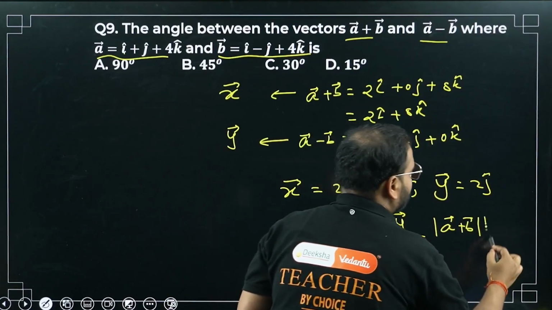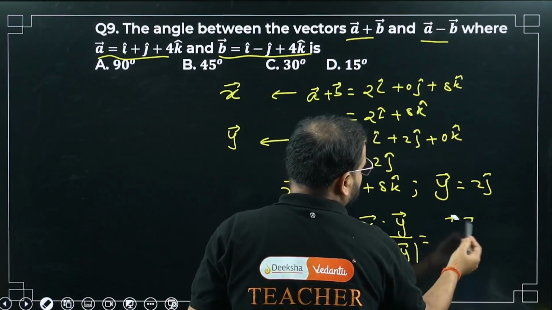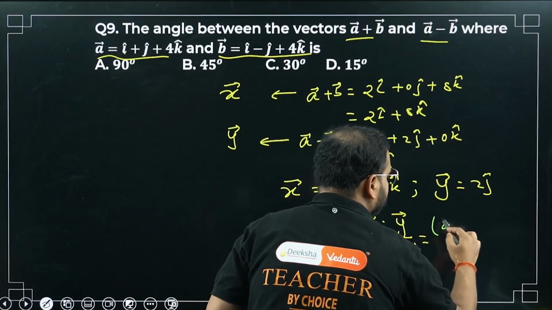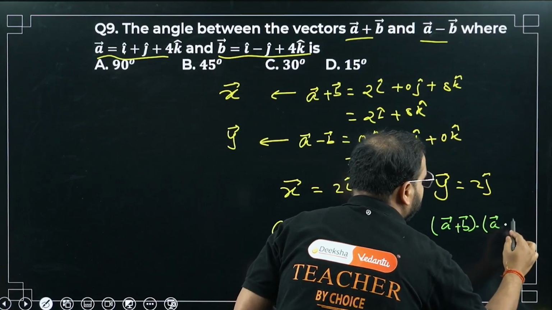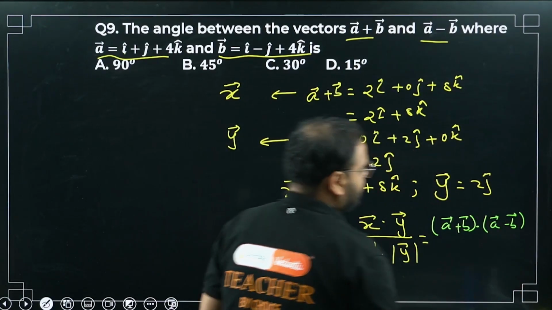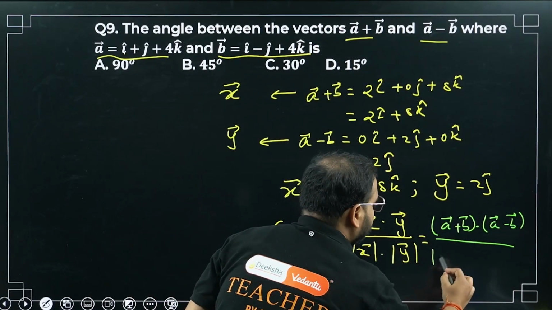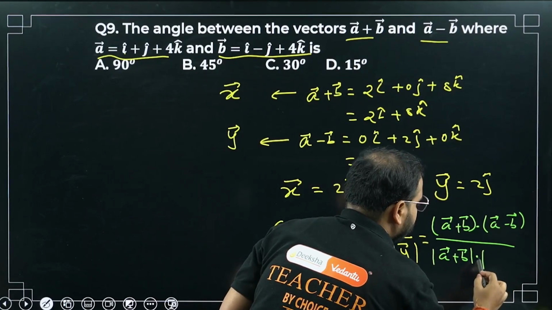What's the Y value? Okay, excuse me, it's not like this. It's the dot product. Okay, it's not the magnitude. It is the dot product, sir. So A plus B vector dot product with A minus B vector, right? And divide this whole thing by what? Modulus of them. Please check.